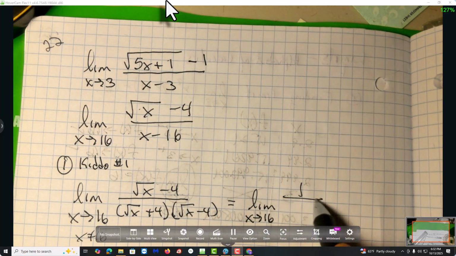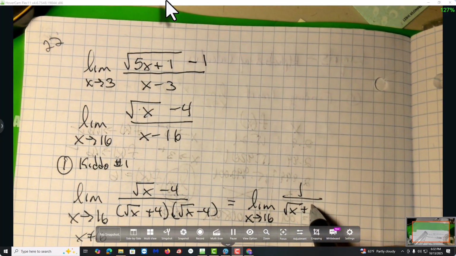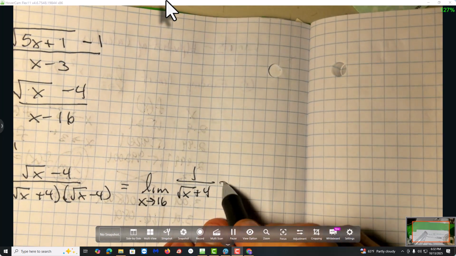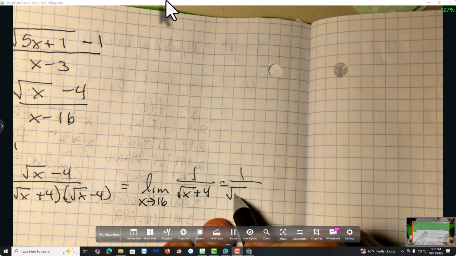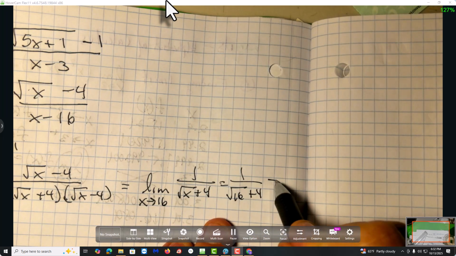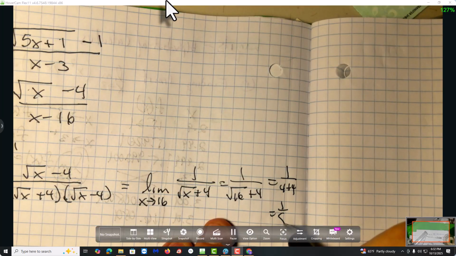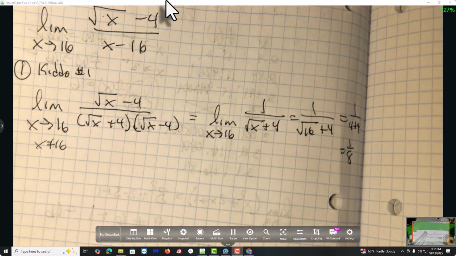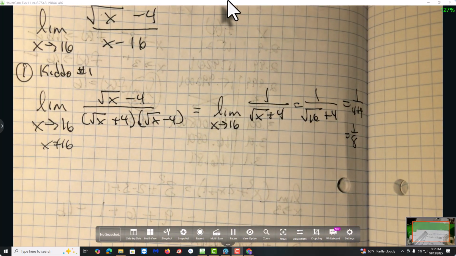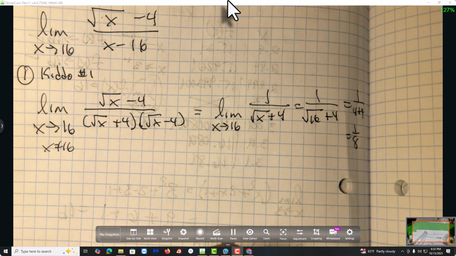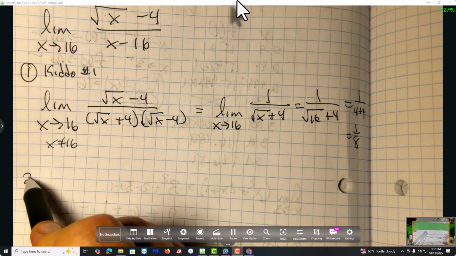And we have 1 over the square root of x plus 4. And now we do direct substitution, which is 1 over the square root of 16 plus 4, which is 1 over 4 plus 4, which is 1 over 8. Now, that's one way to do it. Now, some people don't think about factoring x minus 16 as a difference of squares. With practice, you can start to see things like that.